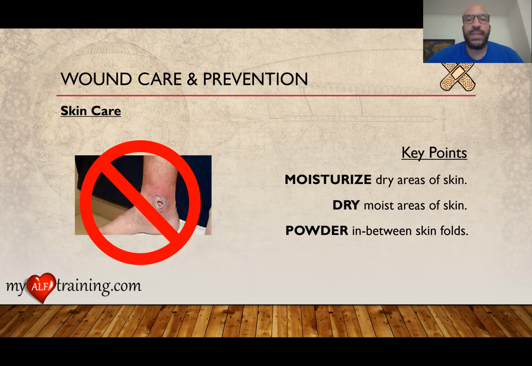Also, key points in wound care prevention: moisturize the dry areas and dry the moist areas. I'm gonna say that again. We want to make sure that we moisturize the dry areas and we dry the moist areas. So if the skin is dry, we're applying some type of lotion or conditioning cream to the skin. And if the patient just had a shower, just had an incontinent episode, we want to make sure that we're drying the moist areas.